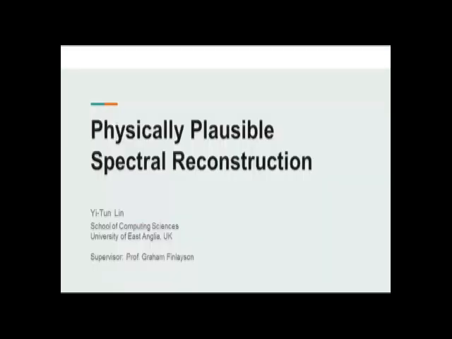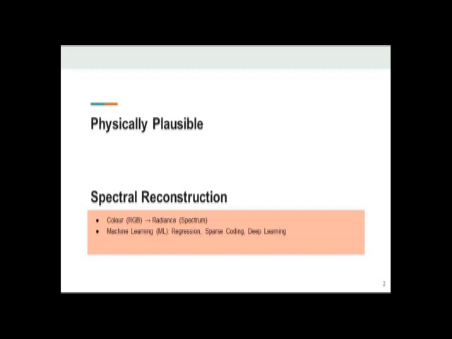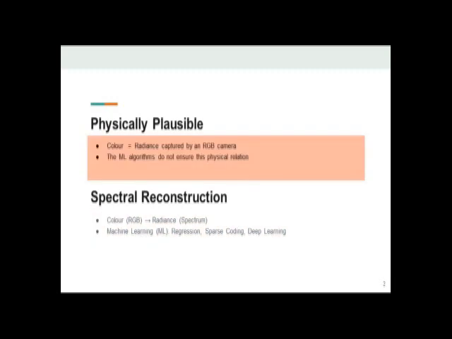Okay. So my name is Yi-Tun. I'm a second-year PhD student, as I said before, at the University of East Anglia. And today the topic I'm going to present is physically plausible spectral reconstruction. So in spectral reconstruction, we try to get the radiance or spectral information from only the RGB or color information. And most of the time, this is formulated by machine learning algorithms. And in this study, we try to examine the physical plausibility of those algorithms, which means whether or not the predicted radiance is going to adhere to the physics between the actual radiance and the color.